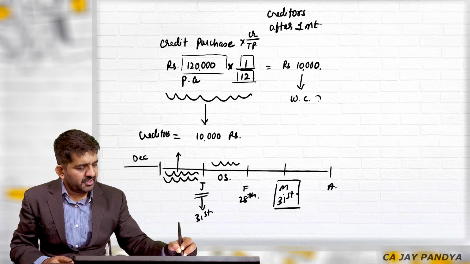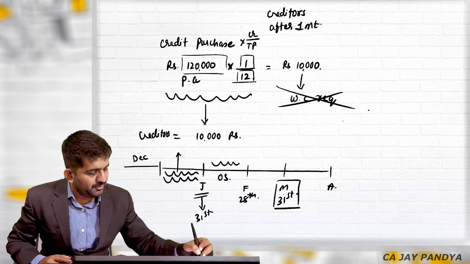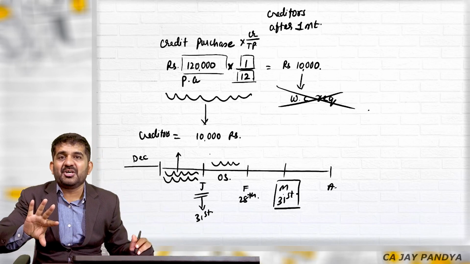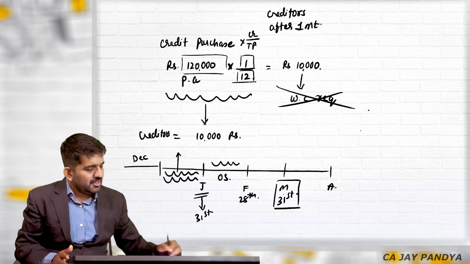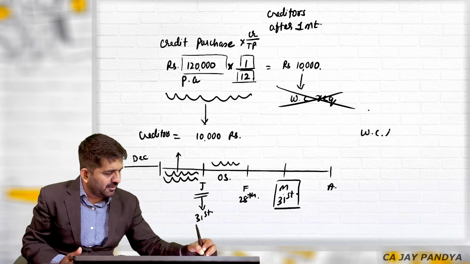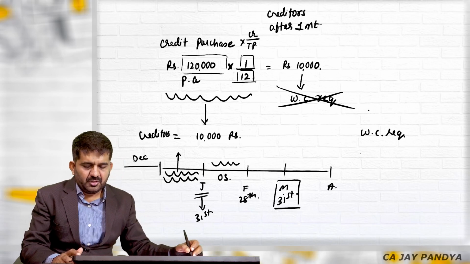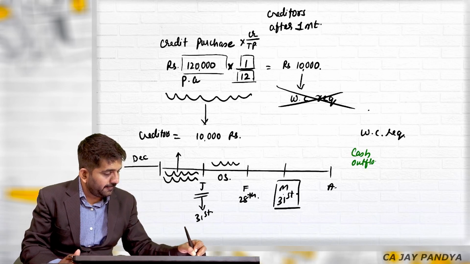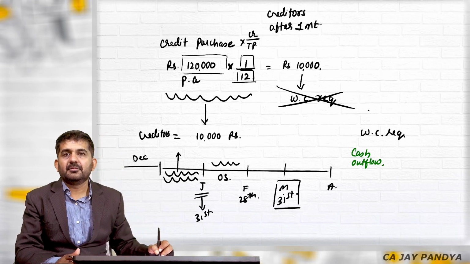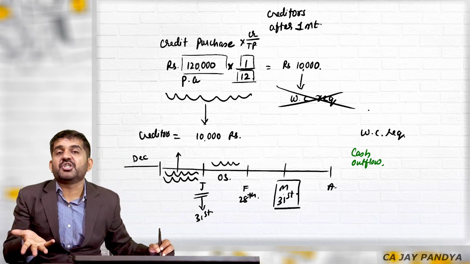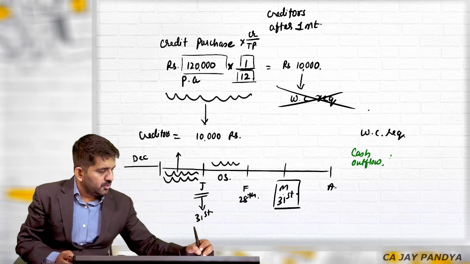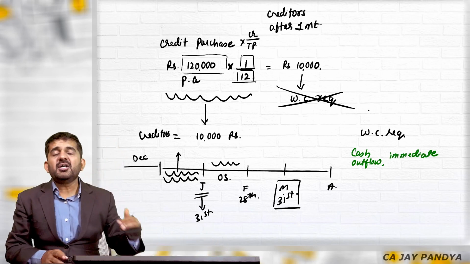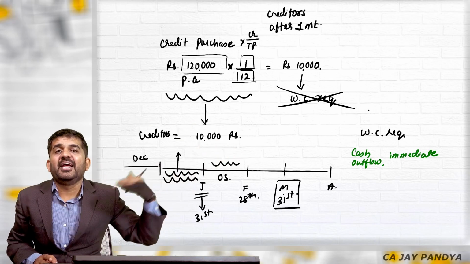This is working capital requirement. No. This 10,000 rupees is having a reverse situation. See, what is working capital requirement? There is a cash outflow, but there is no cash inflow. So cash outflow is immediate, but cash inflow is on a later stage.